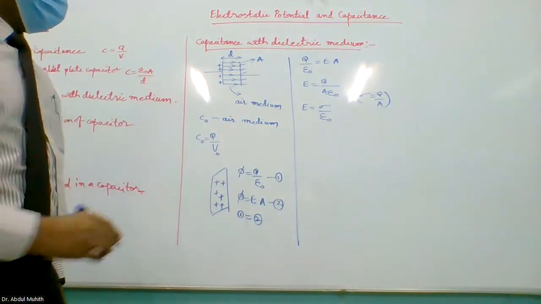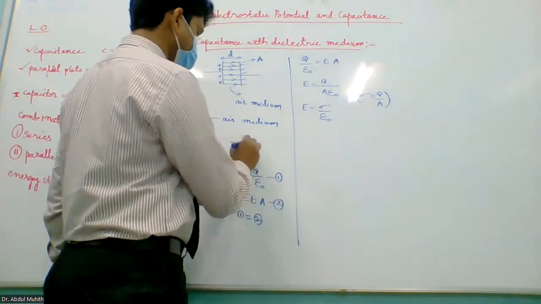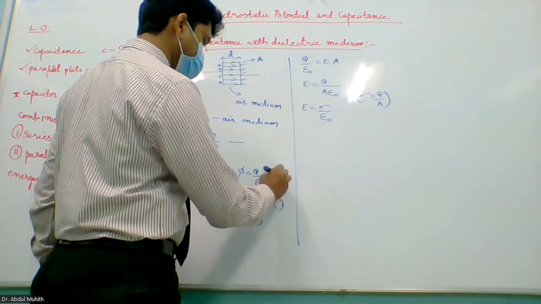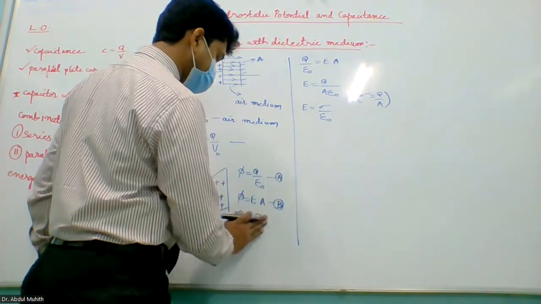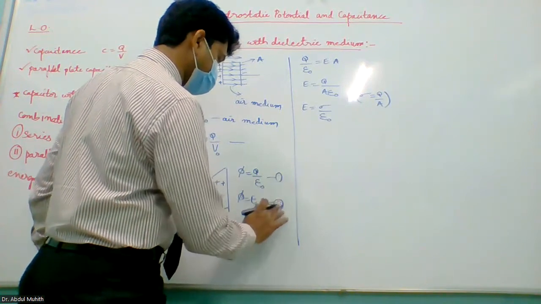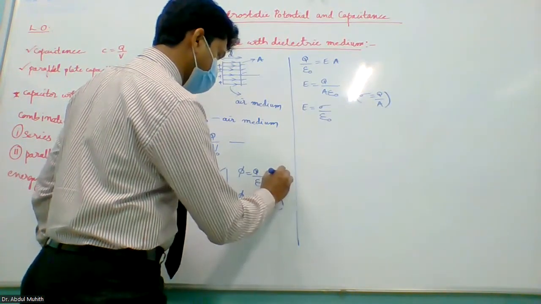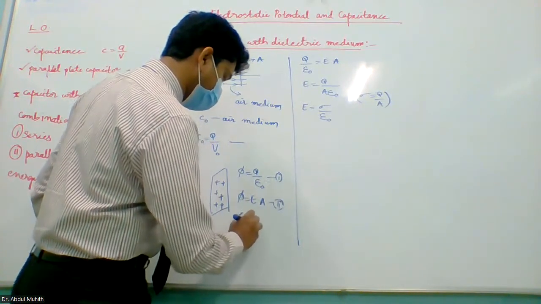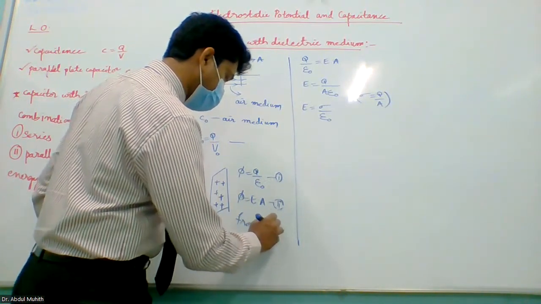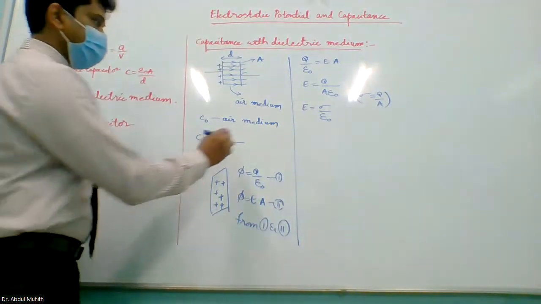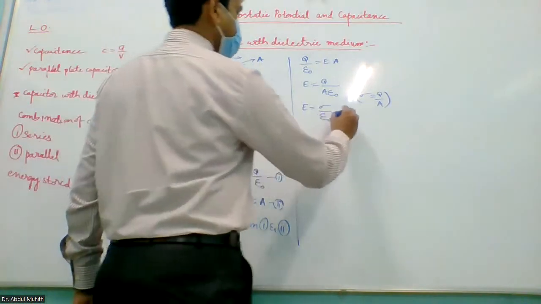Now what are we going to do? We have the relations. I'll write them as small a, small b, or 1 and 2, so that it won't be confused. So from one, phi equals E dot A, this is equation number 1. Let this be equation number 2 now.